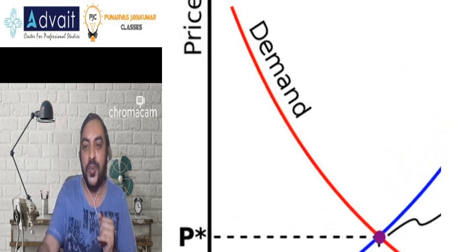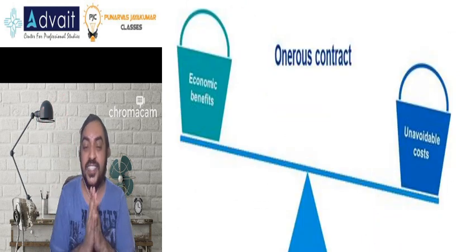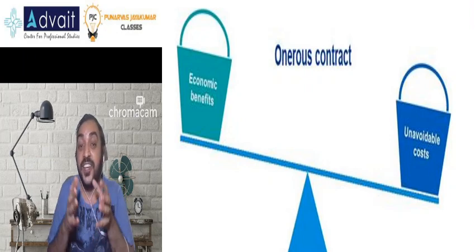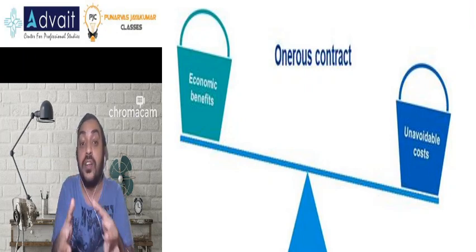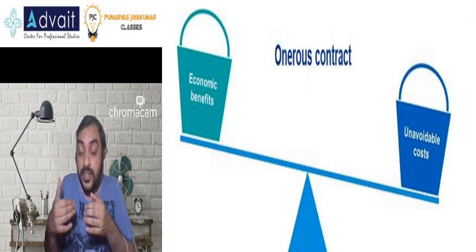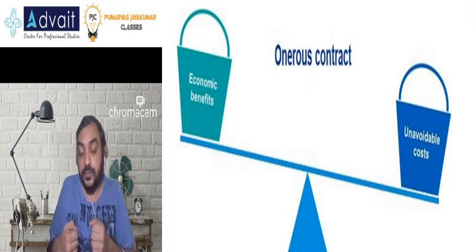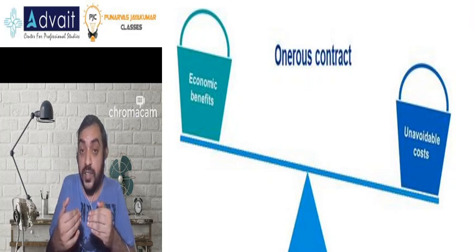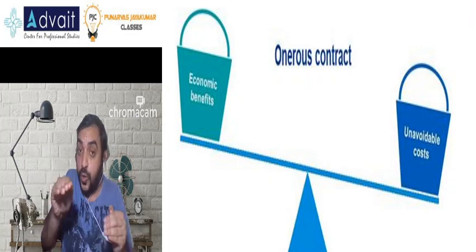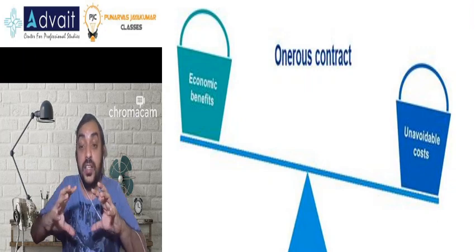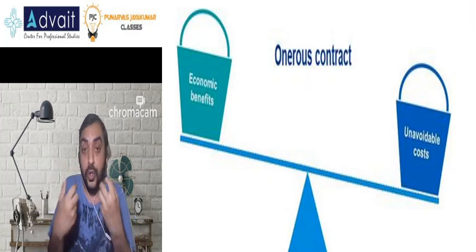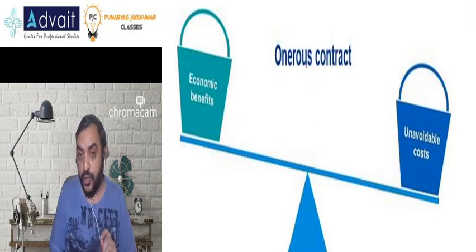Let me talk about the accounts portion after this. This is Ind AS 37, or AS 29. Onerous contracts are there. What are onerous contracts? Where there is a contract in place where the cost is more or the benefits are less. When the unavoidable costs are exceeding the benefits, you are going to incur a loss. Let me give you an example.